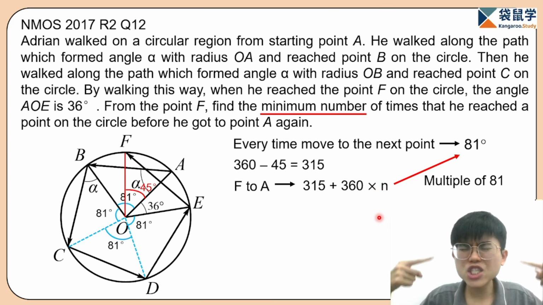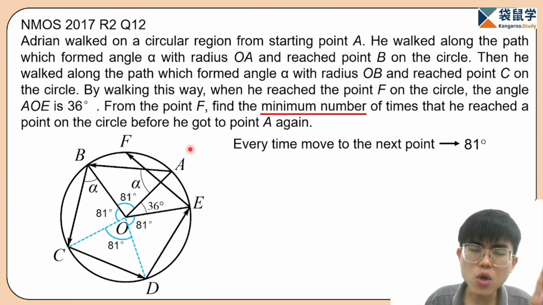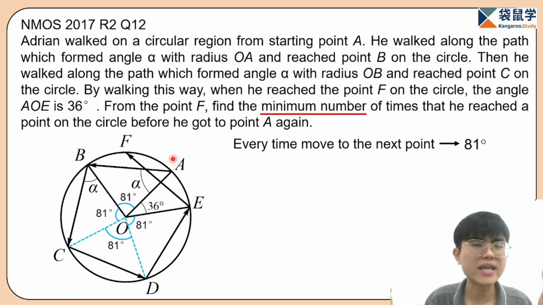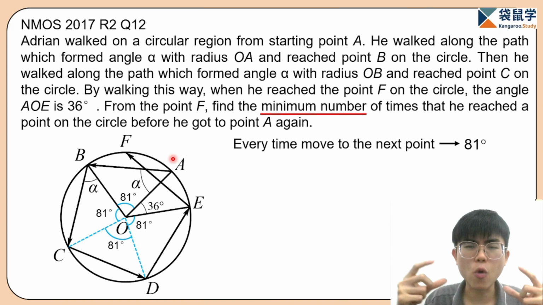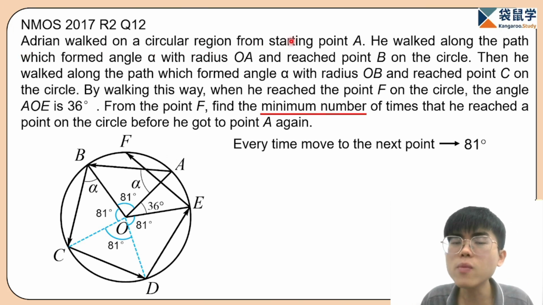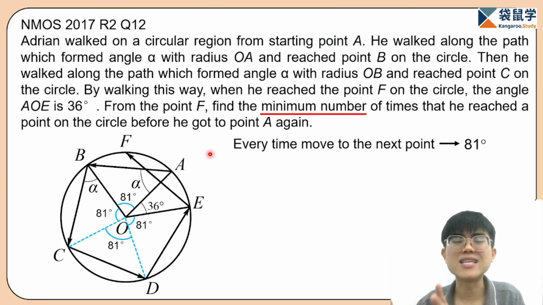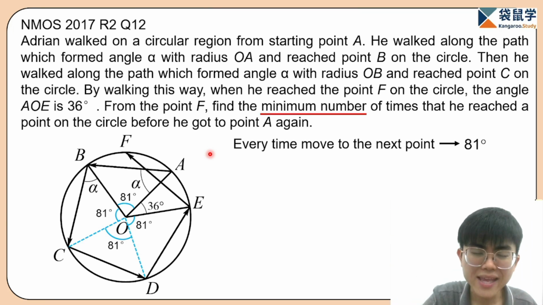Alright, let's try to think about this question the other way. So just now we tried to observe from point F to point A, and it is very difficult for us to find the answer. What if we try to change a bit of the question? You see that we said the agent walks on the circular region from starting point A. What if we try to change our question to the same point and at the same point, which is from point A to point A again?